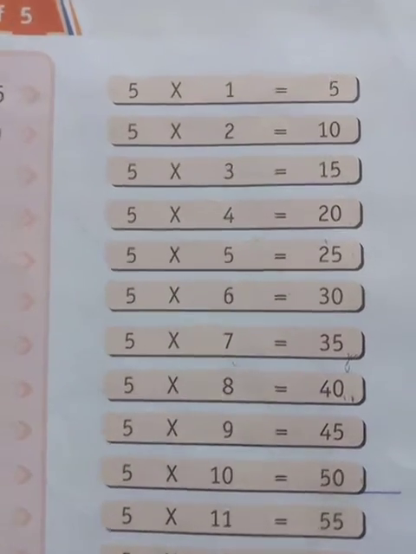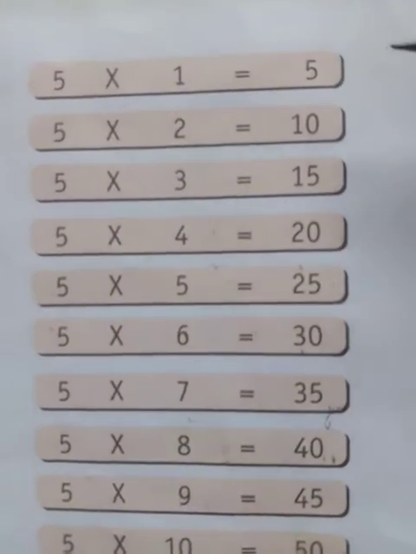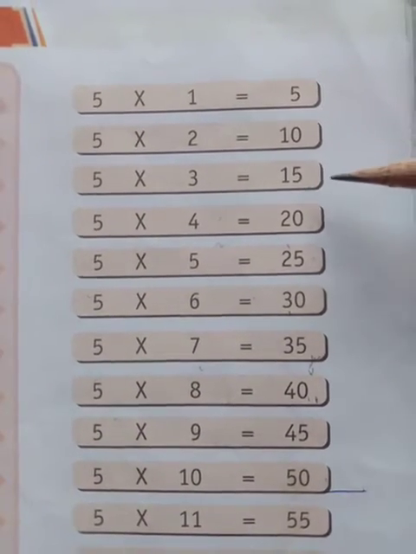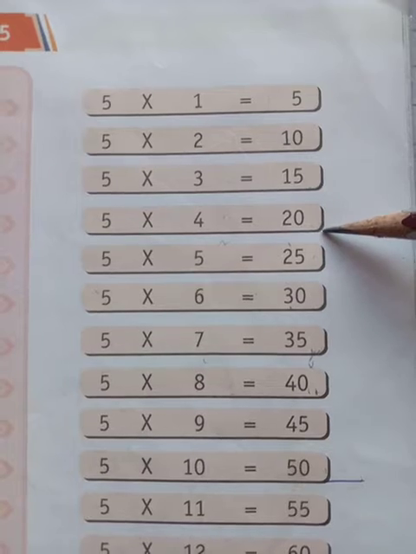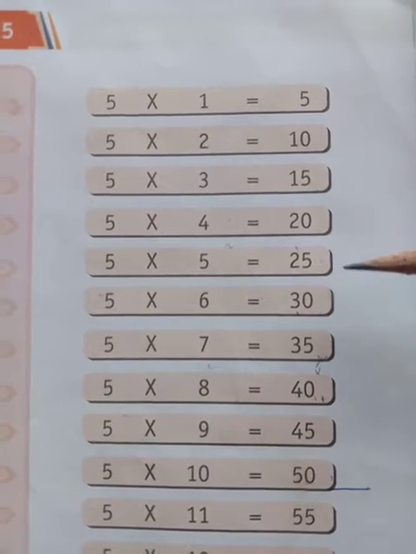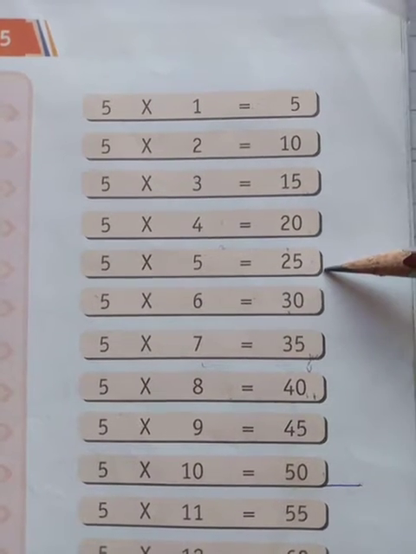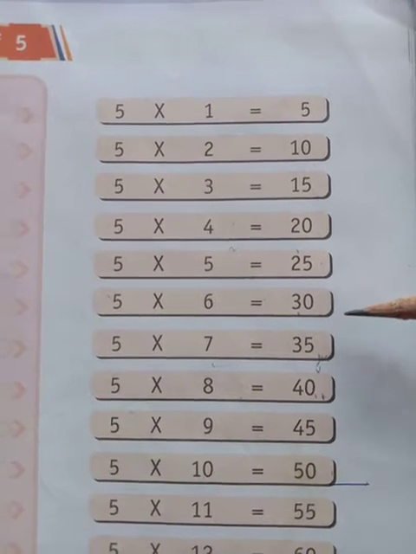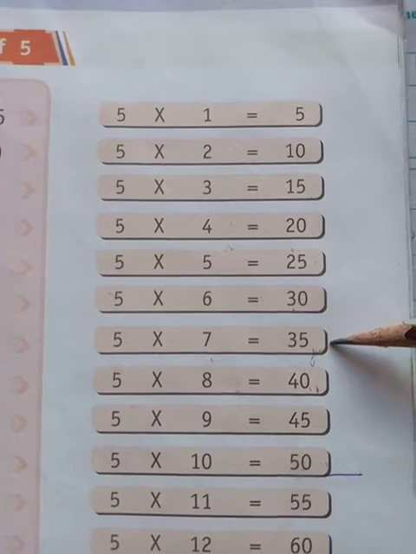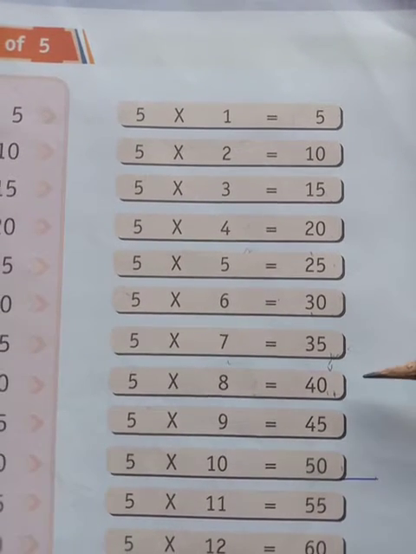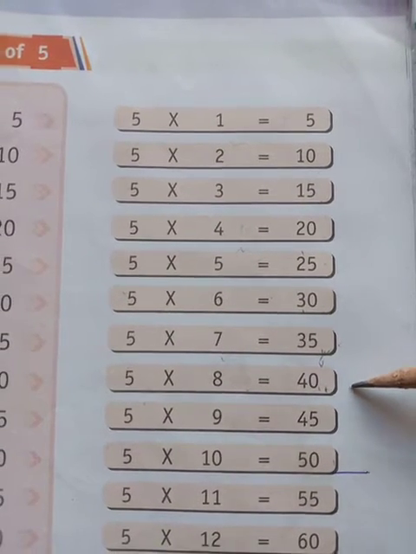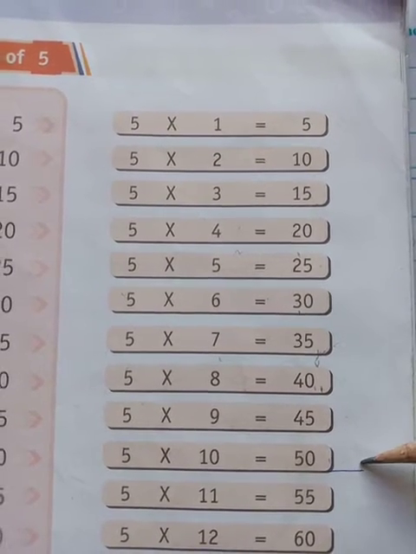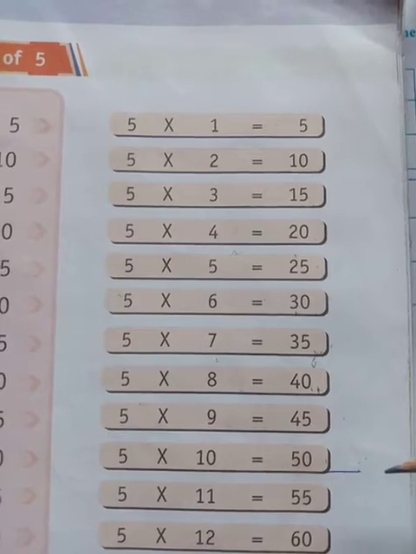Say 5 table again. 5 ones are 5, 5 twos are 10, 5 threes are 15, 5 fours are 20, 5 fives are 25, 5 sixes are 30, 5 sevens are 35, 5 eights are 40, 5 nines are 45, 5 tens are 50.